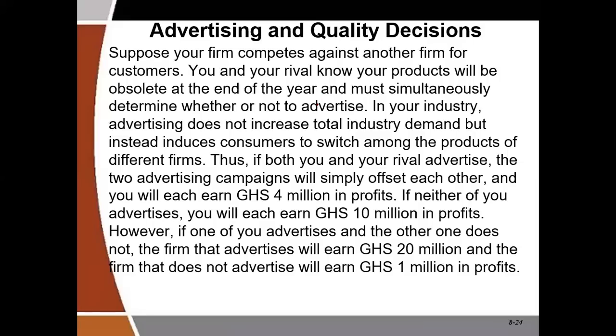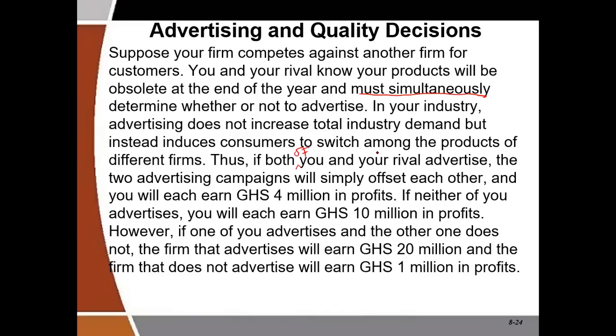You and your rival know your products will be obsolete at the end of the year and must simultaneously, so that makes it a simultaneous move game, must simultaneously determine whether or not to advertise. In your industry, advertising does not increase total industry demand, but instead induces consumers to switch among the products of different firms.